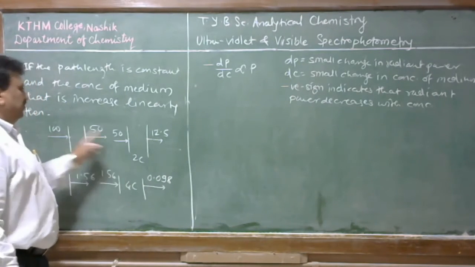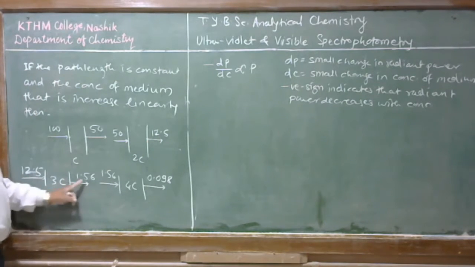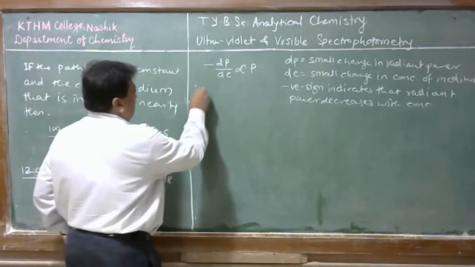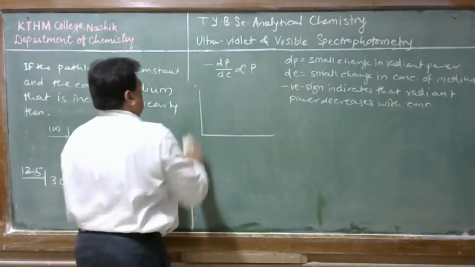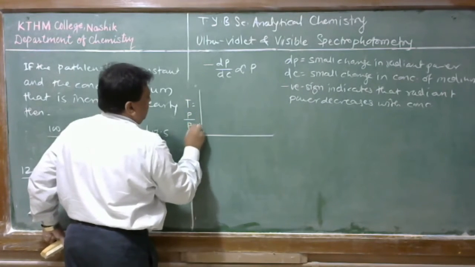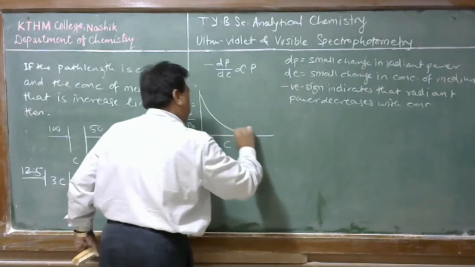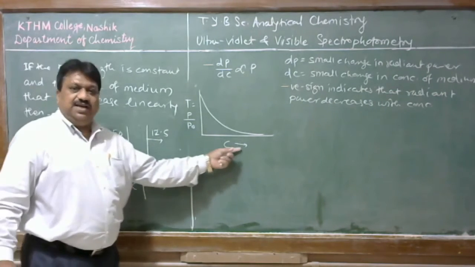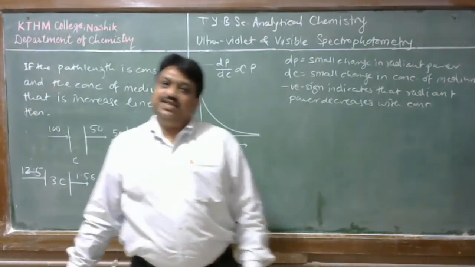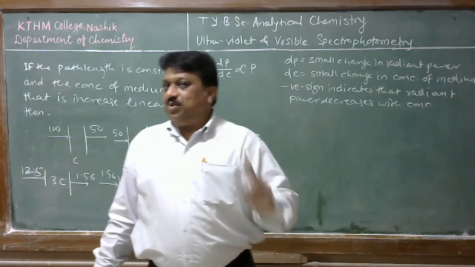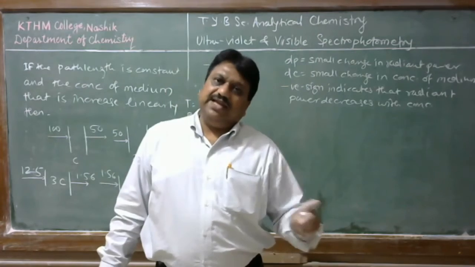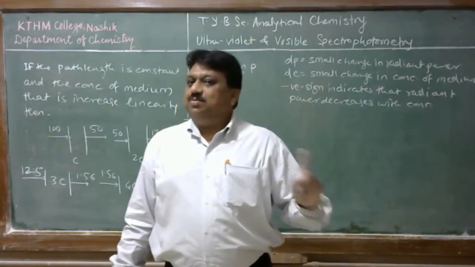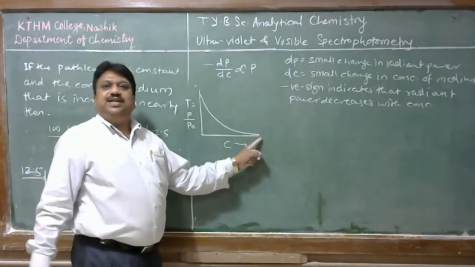As concentration doubles, here it is 12.5, then 1.56, 0.098. Again, if we plot the graph of transmittance, T equal to P upon P0 versus C, then we also have an exponential relationship. That means as the concentration in the medium increases linearly, we also observe an exponential decrease in transmittance. Therefore, transmittance is not directly proportional to concentration. Transmittance is not directly proportional to path length. Transmittance is not inversely proportional to path length, and not inversely proportional to concentration. There is an exponential decrease in transmittance.